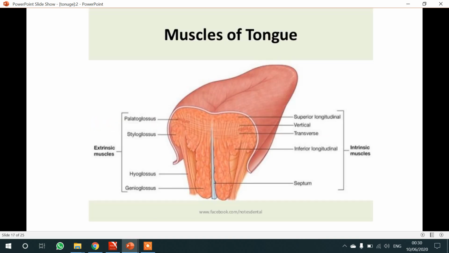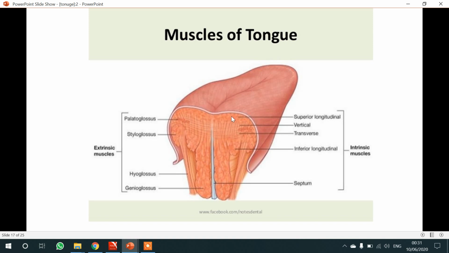So now intrinsic muscles. As I told you, extrinsic muscles are responsible for changing the position of the tongue, whereas intrinsic muscles of the tongue are concerned with changing the shape of the tongue. So here you can see this is the central groove. From this central groove, the coronal section of the tongue has been shown. This is the median fibrous septum, which internally divides the tongue into two equal halves, right and left.